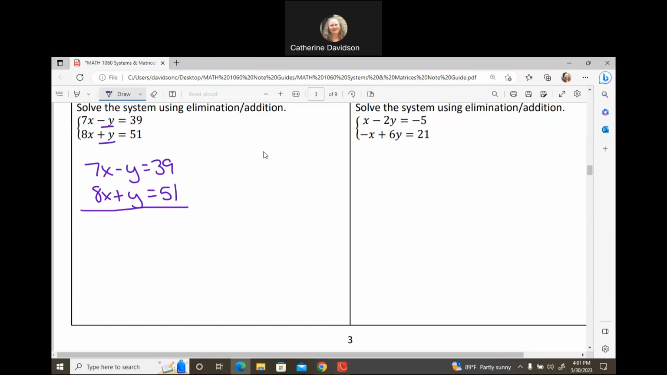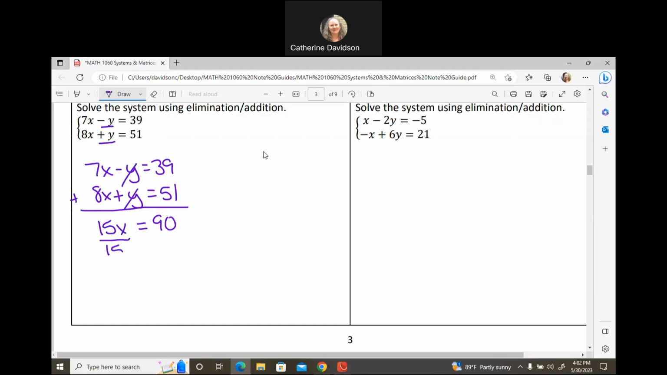And then we're going to take them and we're going to add them together. So 7x plus 8x is going to be 15x. A negative y plus y, they end up canceling out. And then 39 plus 51, that's what, 90. So we've eliminated one variable.